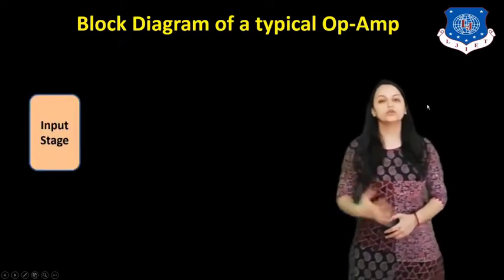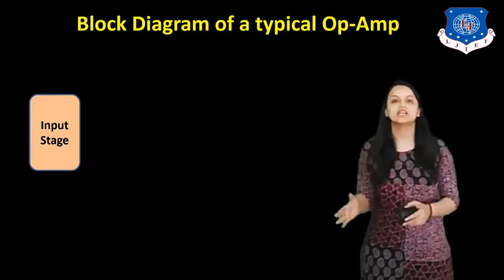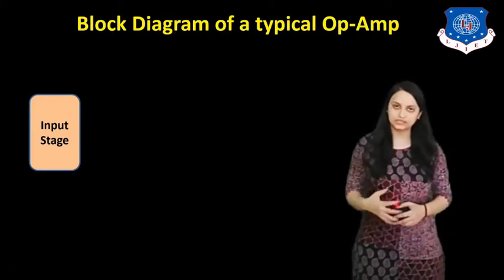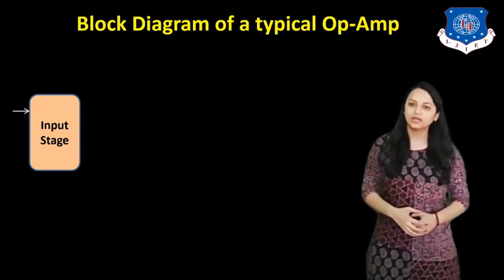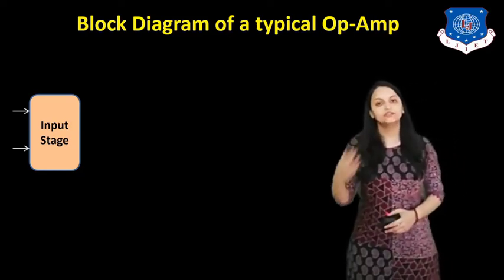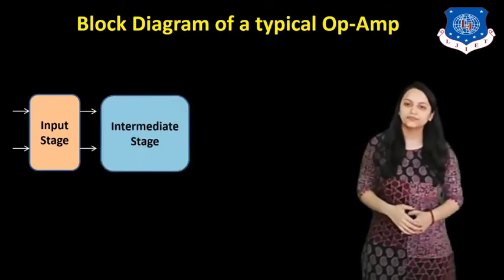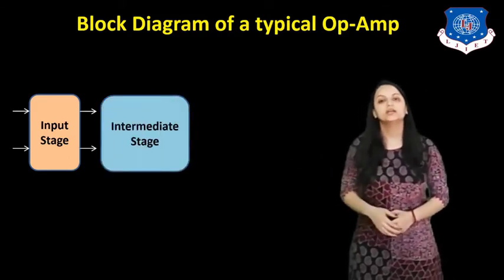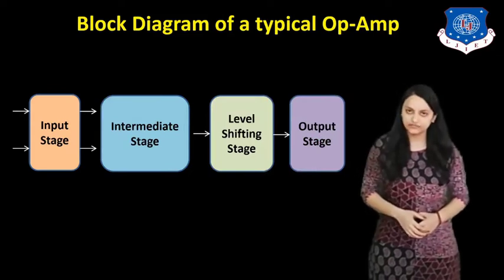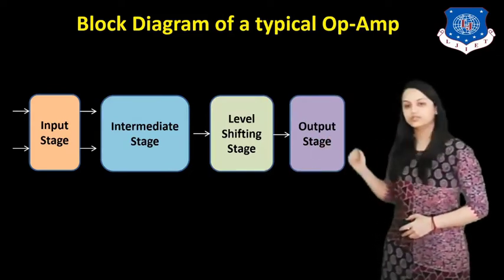Here we are going to see the stages on which op-amp takes the operations. First block in the diagram is the input stage, where the input is given to the op-amp. The next stage is the intermediate stage. The third stage is level shifting stage, and the last stage is the output stage.